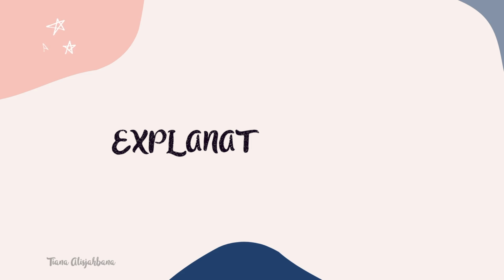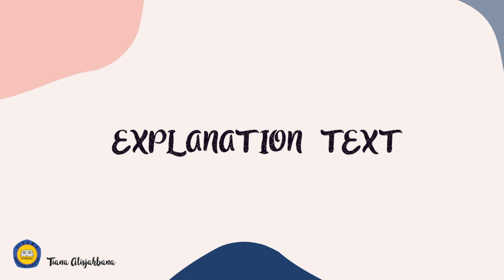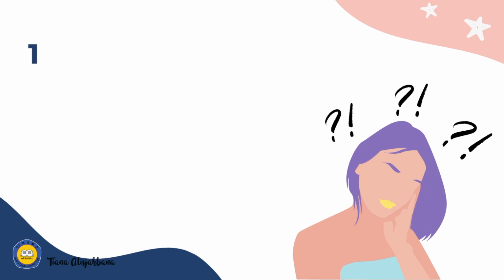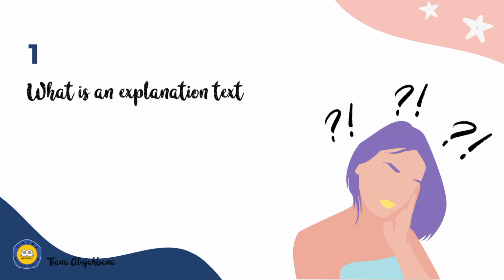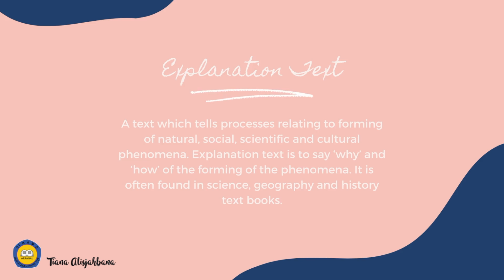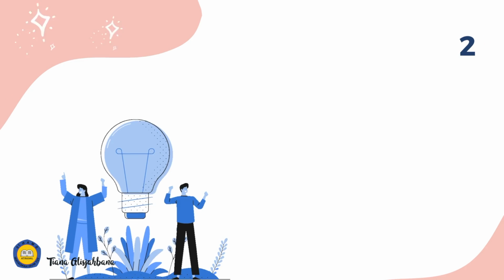Today, we will be diving deeper into the topic of explanation text. Okay, let's start. First of all, it's really important for us to know what an explanation text really is. Well, an explanation text is a text which tells processes relating to forming of natural, social, scientific, and cultural phenomena. An explanation text is to say why and how of the forming of the phenomena. It is often found in science, geography, and history textbooks.